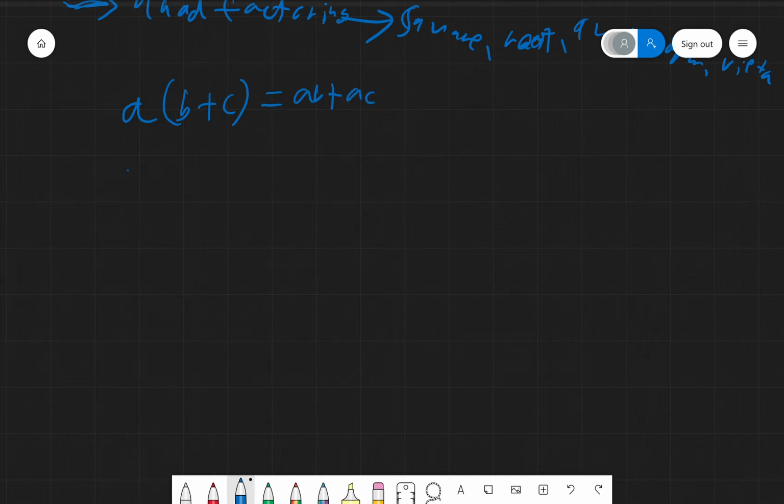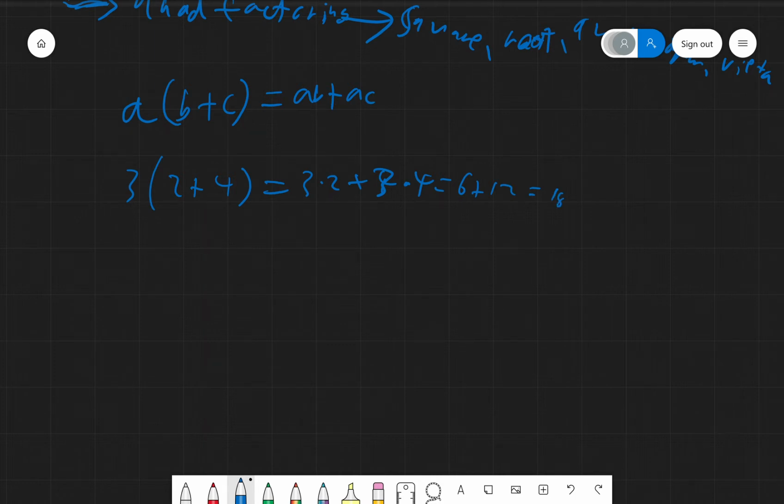Now, an example is, what's 3 times (2 plus 4)? We can do 2 plus 4, which is 6, times 3, which is 18. Or you can do 3 times 2 plus 3 times 4, and that's equal to 6 plus 12, which is equal to 18.